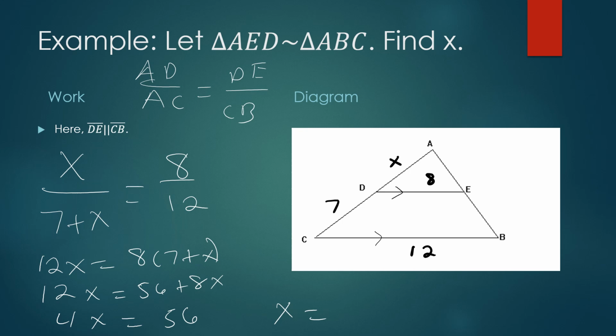Just verifying here. 56 divided by 4, 14. So we know that X, or side AD, is 14. And we've answered our question. Here's the answer, 14.